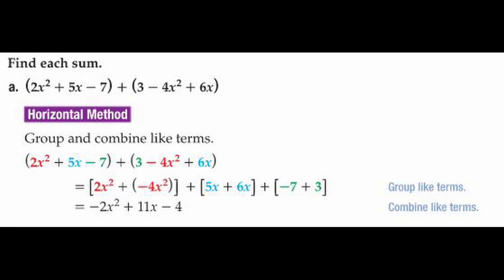If you group them like that, then you already have your degrees in order from largest to smallest. Here the red is second power, it's the largest.